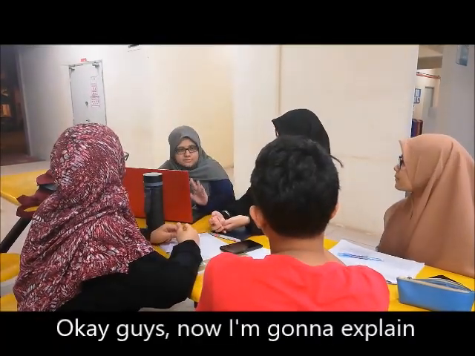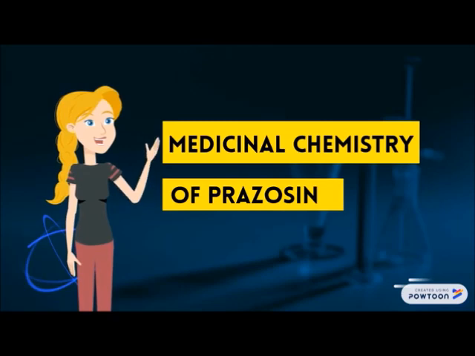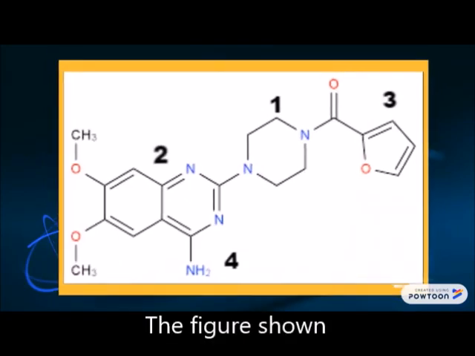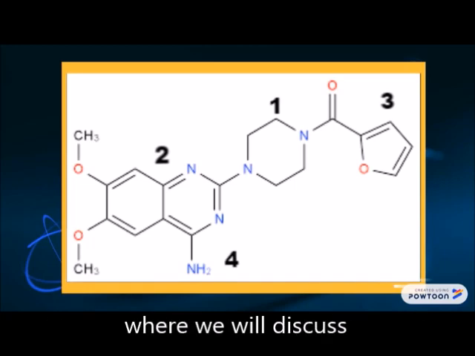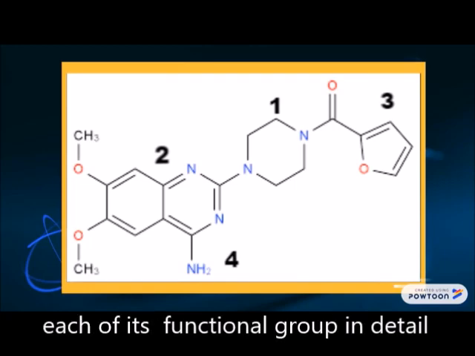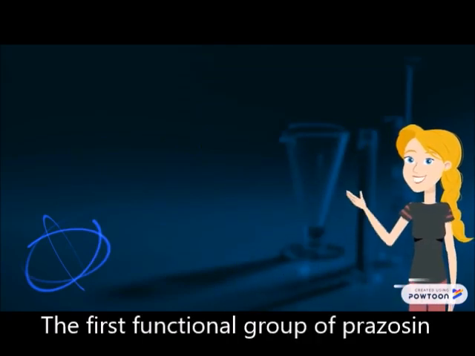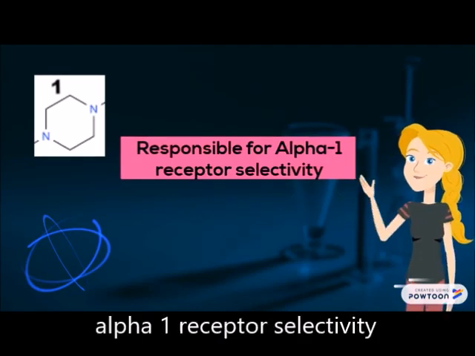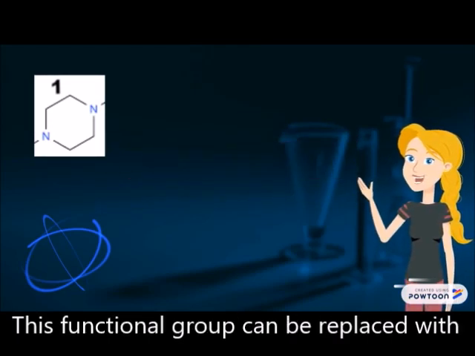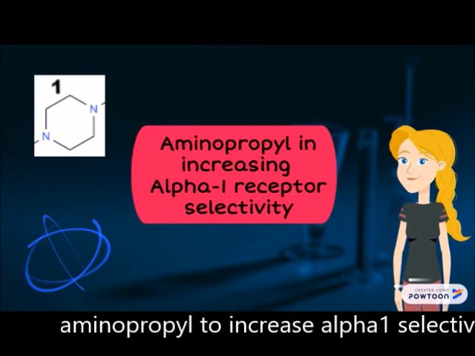Okay guys, now I'm going to explain the structure of prazosin. The figure shown is the chemical structure of prazosin, where we will discuss each of its functional group in detail. The first functional group of prazosin is piperazine, where it is responsible for alpha-1 receptor selectivity. This functional group can be replaced with aminopropyl to increase alpha-1 selectivity.